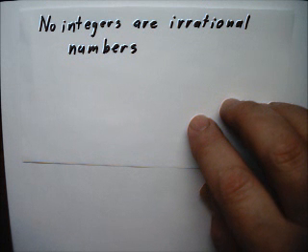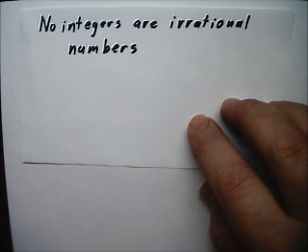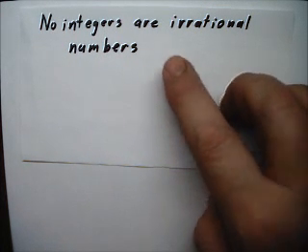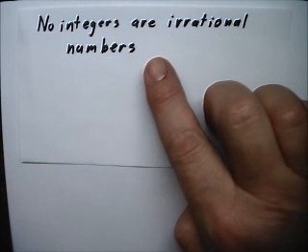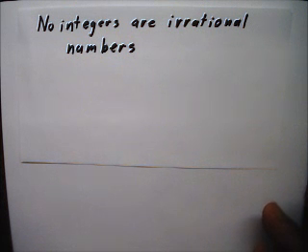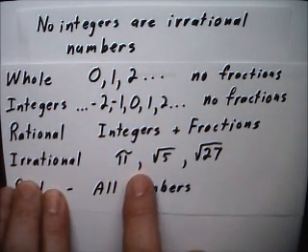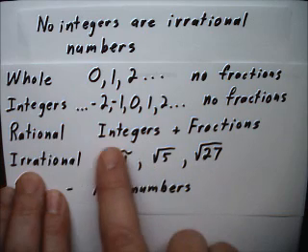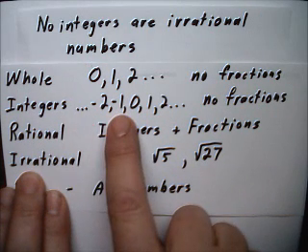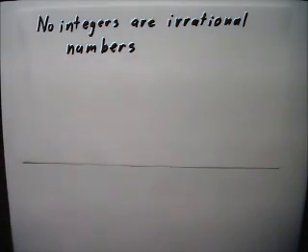Well, you really should know what these different types of numbers are. Like, you should know if this is true or not. No integers are irrational numbers. So, irrational numbers are the very weird numbers, and they are never integers. So integers are never irrational either. So first of all, that's a true statement.